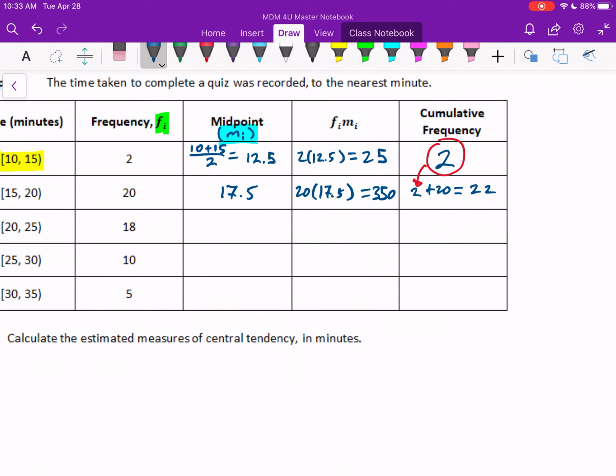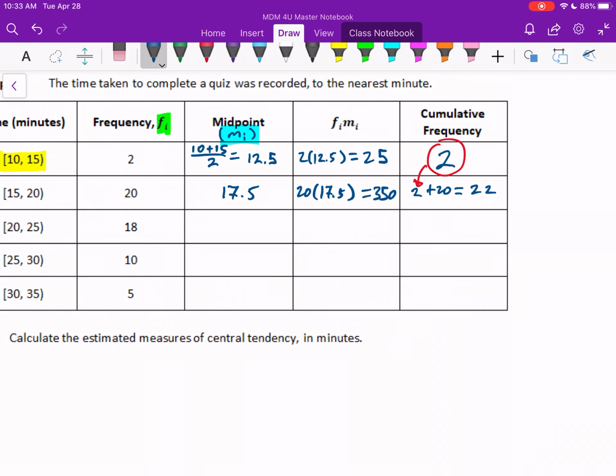And then for the next one, it's the midpoint from 20 to 25, so 22.5. And then we're going to do 18 times 22.5, which is 405. And then for the cumulative frequency, we're going to do 22 plus the 18 that are in this row. So now we've got a running total of 40.